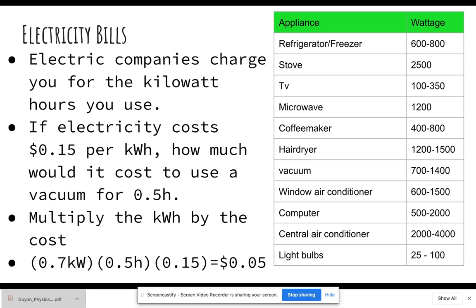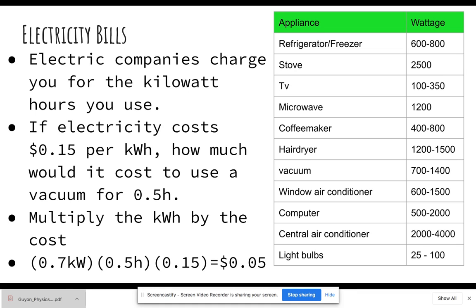Same with your air conditioning. You try to lower or raise the temperature on your air conditioning so that it doesn't have to reach too low of temperatures. Because the more time your air conditioner is on, the more energy it's using.